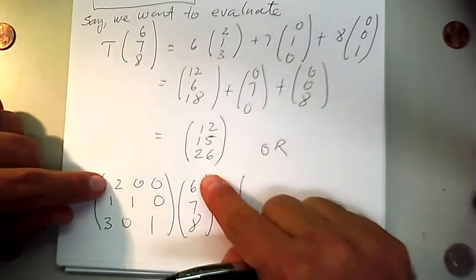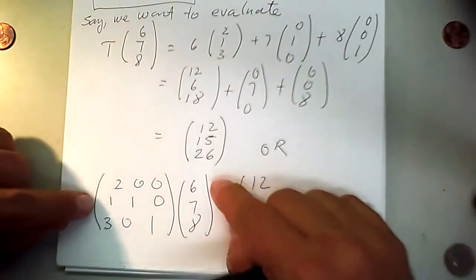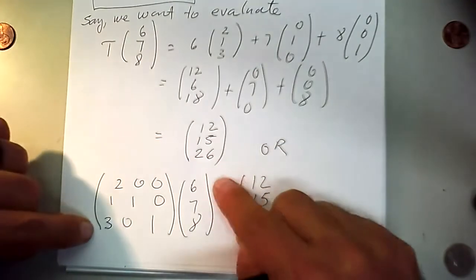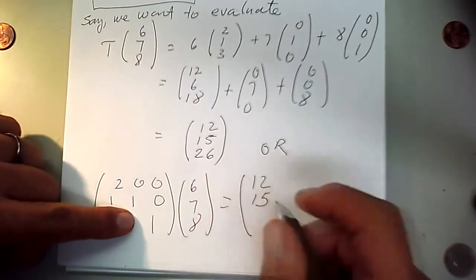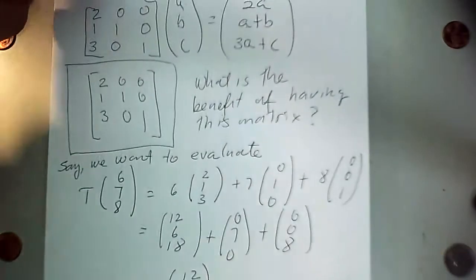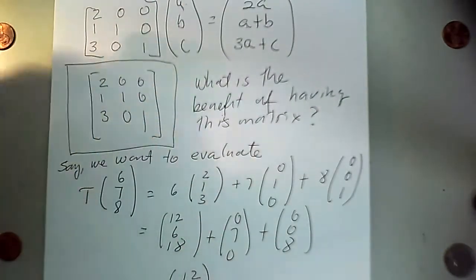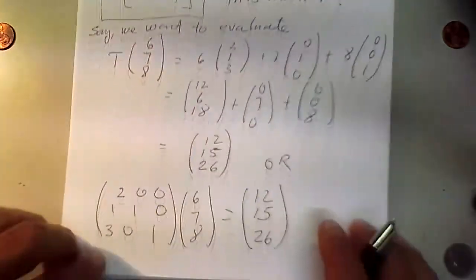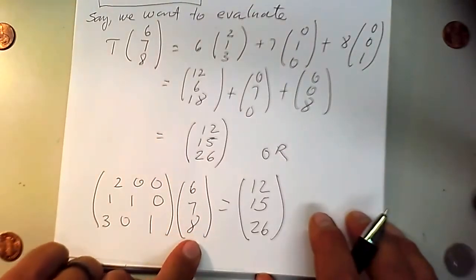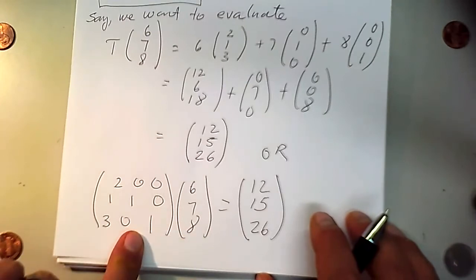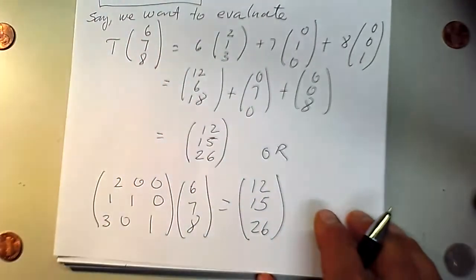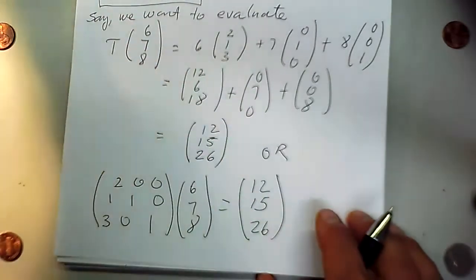Anyway, 12, 6 and 7, 15, 18 and 8, 26. See? So what is the benefit of having a matrix corresponding to a linear transformation? If you want to map any vector under that transformation, it is a matter of multiplying by the matrix, and voila, we are done. We're finished. That's it. No more to do.